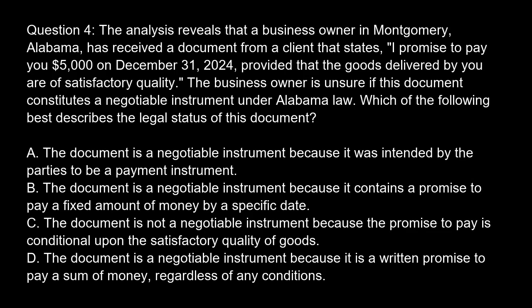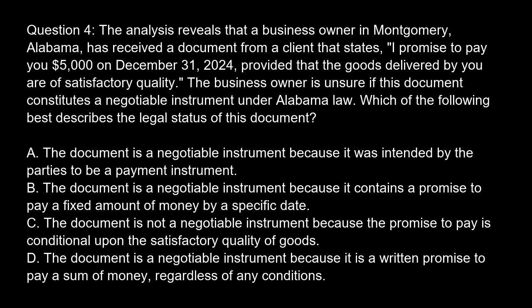Question 4. The analysis reveals that a business owner in Montgomery, Alabama, has received a document from a client that states, "I promise to pay you $5,000 on December 31, 2024, provided that the goods delivered by you are of satisfactory quality." The business owner is unsure if this document constitutes a negotiable instrument under Alabama law. Which of the following best describes the legal status of this document?